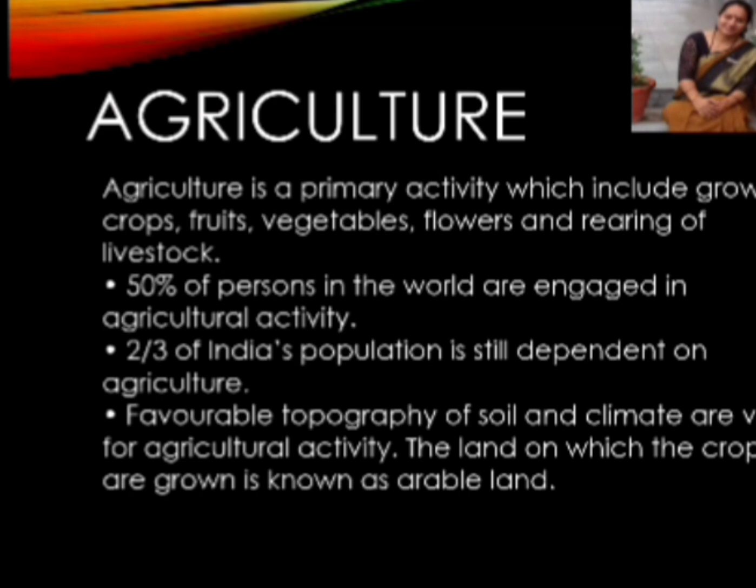If we look around the world, about 50% of the people are engaged in agricultural activity. And if we discuss India, two-thirds of India's population is still dependent on agriculture. The favorable topography, soil, and climate are vital for agricultural activity, and the land on which the crops are grown is known as arable land.